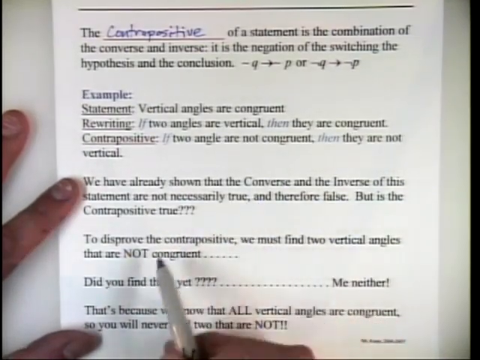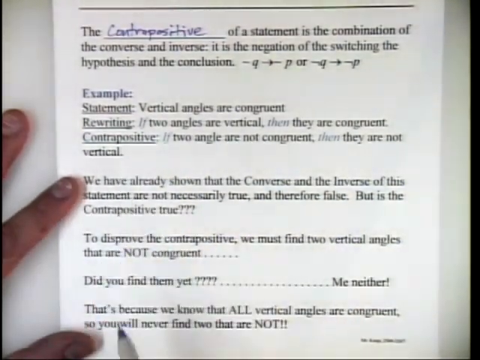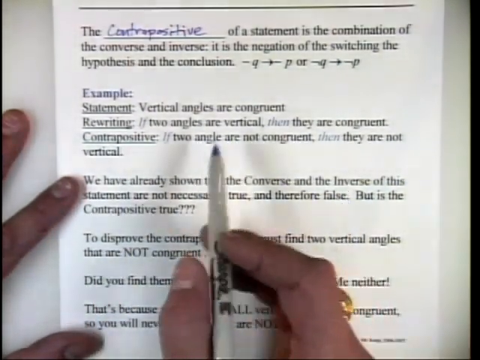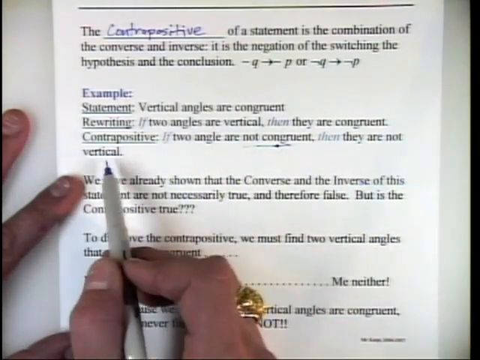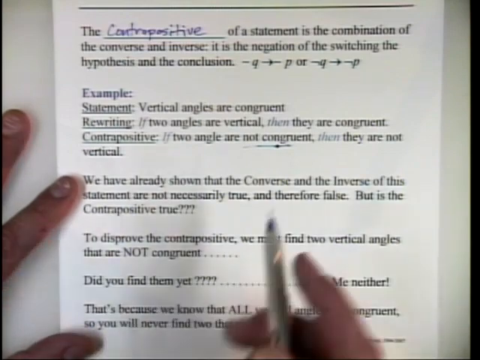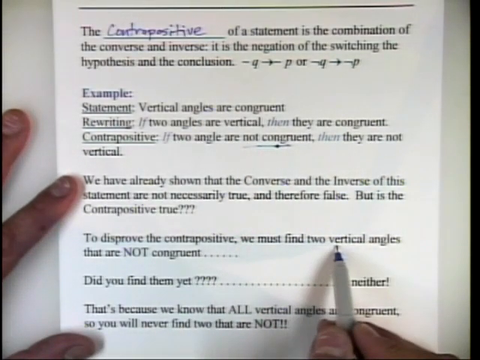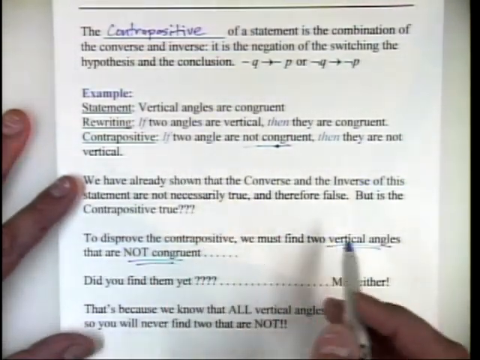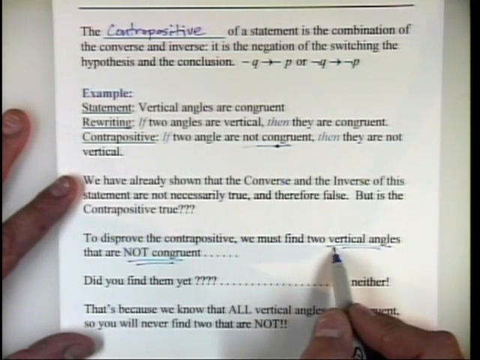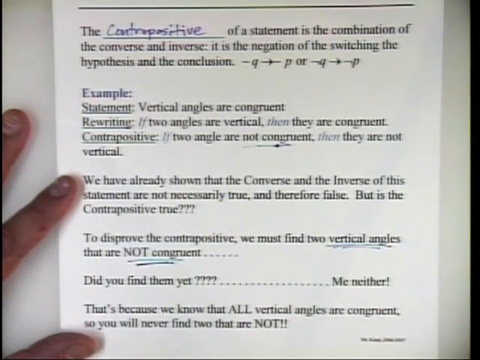Well, let's see. If we're going to try and find a counterexample to disprove the contrapositive, we're going to have to find two angles that are not congruent and then show that they are vertical. Okay, so let's see. We have to find two vertical angles that are not congruent.